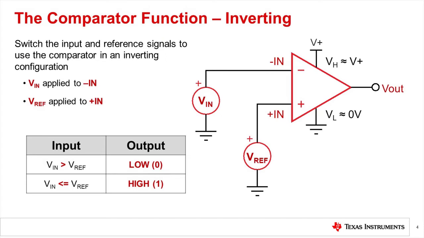And the comparator can also be used in an inverting configuration. And so in this condition, Vin, your input signal, is instead connected to the inverting input. And Vref, the reference signal, is connected to the non-inverting input. And so because we just simply swapped the inputs, the output behavior can be considered as inverted. And so now if your Vin is greater than Vref, then the output will go low, and vice versa. If Vin is less than Vref, then the output will go high.